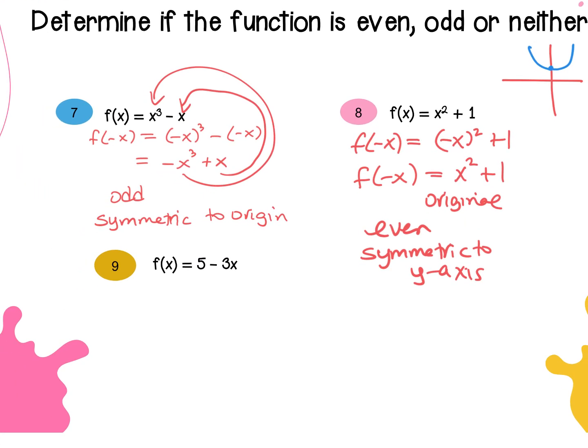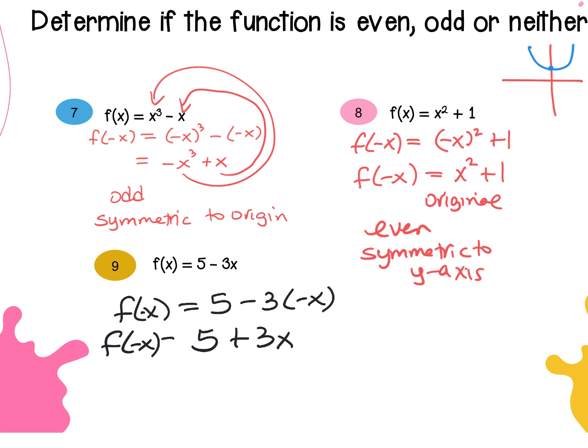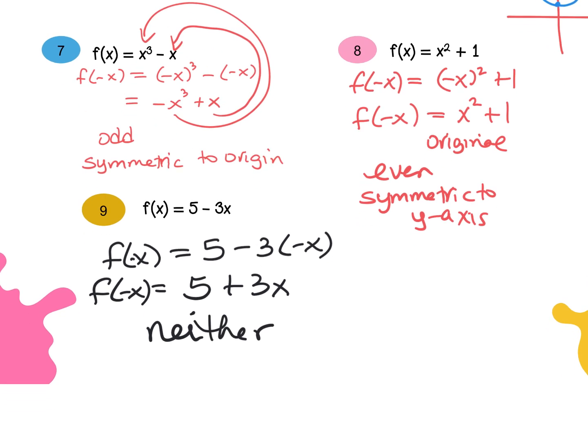And let's try one where it's neither. So again, let's plug in opposite, or negative x. 5 times 3 to the negative x. This becomes 5 plus 3x. In order for it to change the signs, everything would need to be opposite. The only one that went opposite was the 3x, so this is neither. The 5 would have also had to have been negative. This has no symmetry.